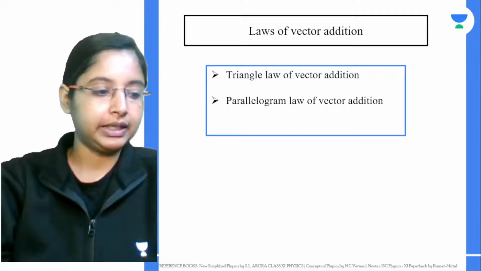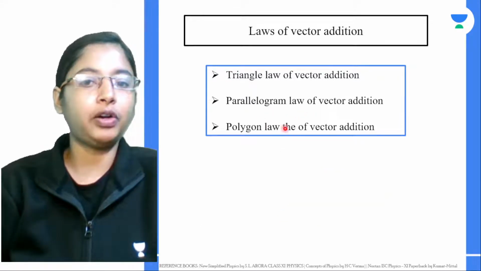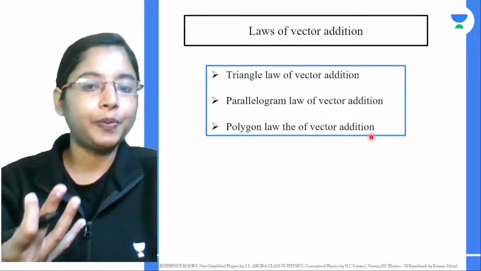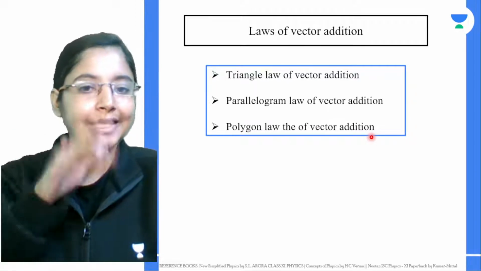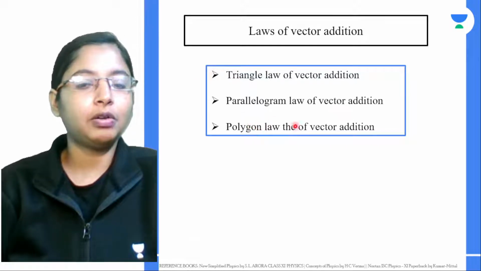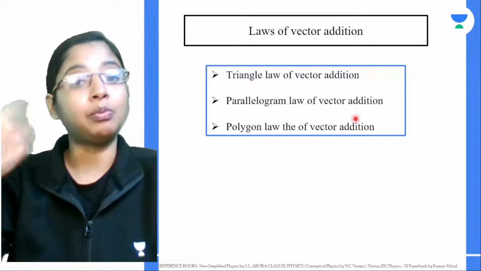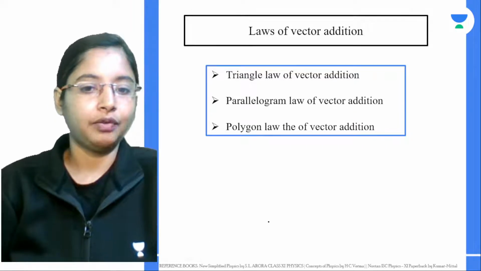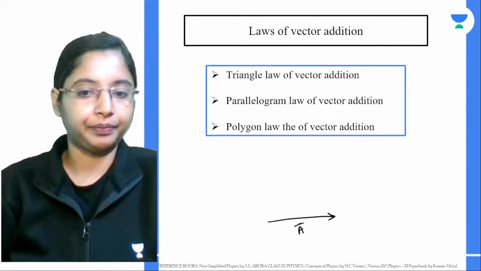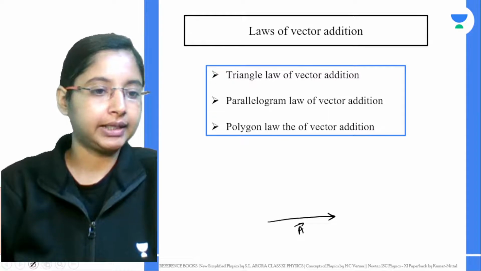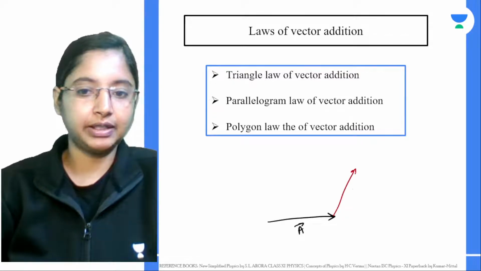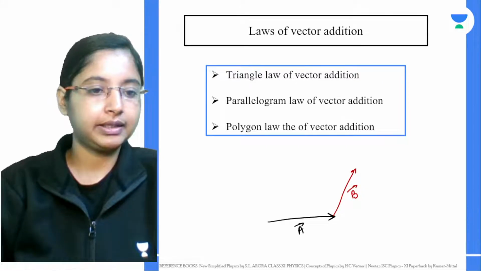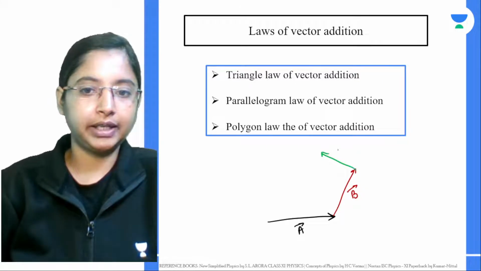Now other than this, there is one more law, that is the polygonal law of vector addition. Polygonal means what? An object or a shape that has many sides. So the polygonal law of vector addition means you can add more than two vectors. At that time we go with the polygonal law. For example, let's say this is A vector, and let's say B vector is acting in this direction, and let's say C vector is acting in this direction.